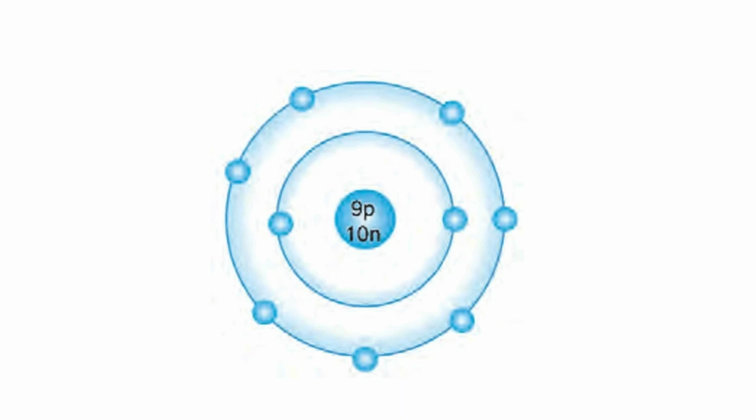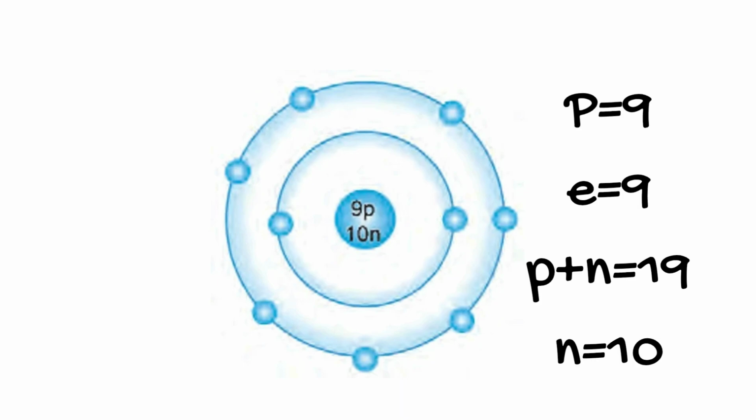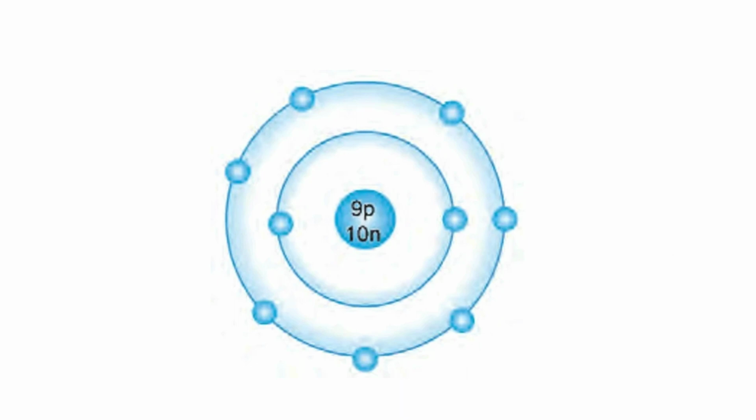And how many neutrons will be there? Total protons plus neutrons is equal to 19 and the number of protons is 9. So number of neutrons is equal to 10. You understood the number of protons, neutrons and electrons. Now write down or draw the structure. Draw the nucleus. Inside the nucleus, protons and neutrons are present: 9 protons and 10 neutrons.